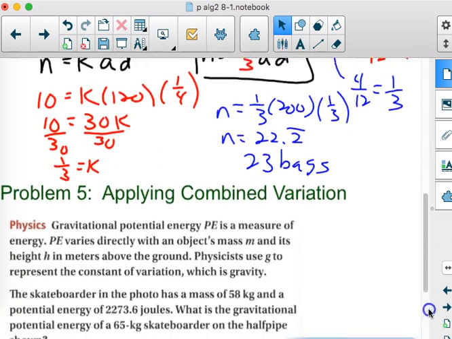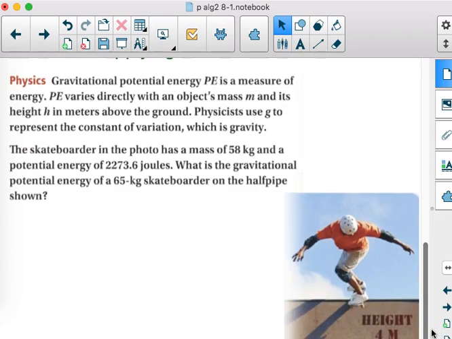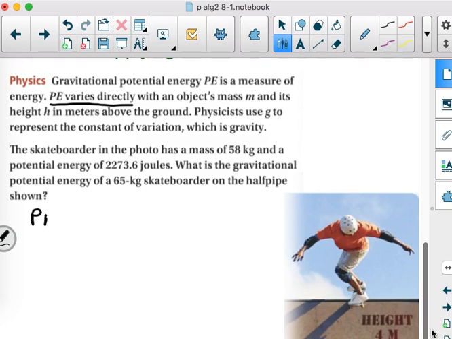Now, this looks awful, but it is exactly the same type of thing that we were just doing, but with more words in it. It says gravitational potential energy, PE, is a measure of energy. You guys did this in science. PE varies directly means I have PE equals K.